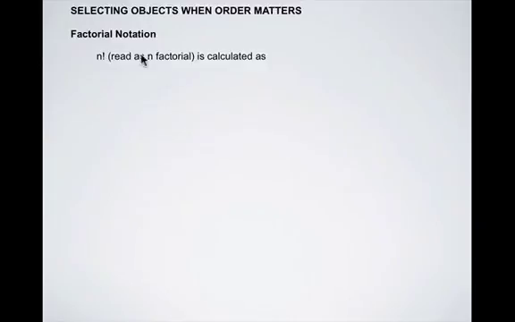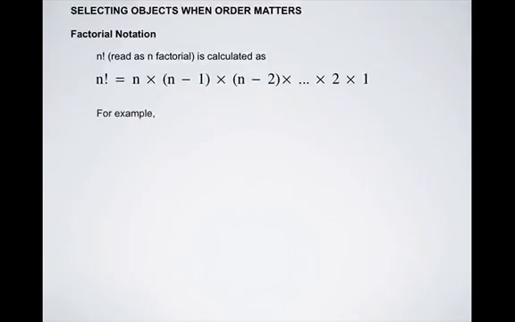And so for factorial notation, n factorial is calculated as n times n minus 1, or 1 less than n. So in the case before, we had 3 factorial was 3 times 1 less than 3, which is 2, times 2 less than 3, which is 1. And this continues until you get down to 1. So as an example, if we have 5 factorial, that means that's equal to 5 times 4 times 3 times 2 times 1, or 120.